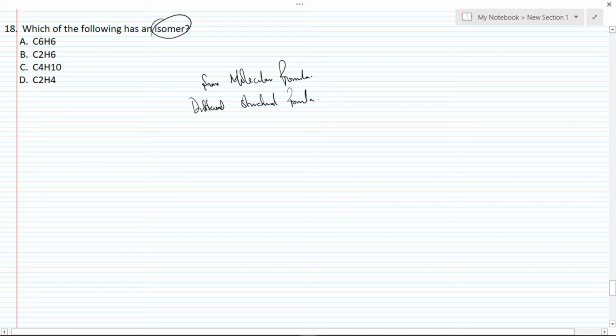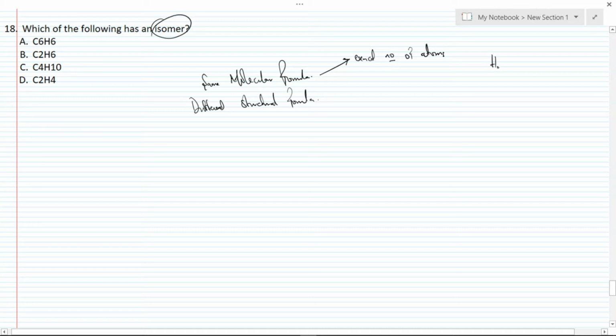So that's the key details. Same molecular formula, different structural formula. It means you are able to have two compounds that have the same molecular formula. So quick recap, what exactly is molecular formula? Pretty much any formula that shows you the exact number of atoms present in a compound, that's a molecular formula.